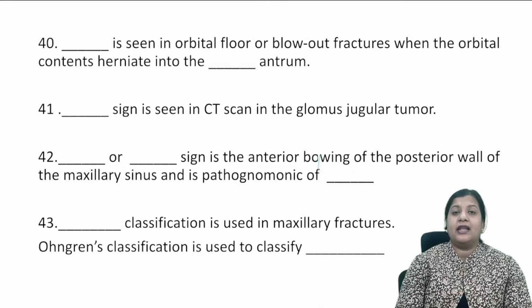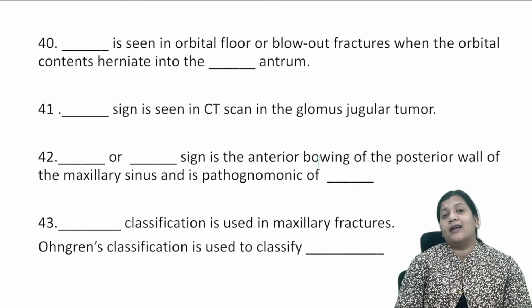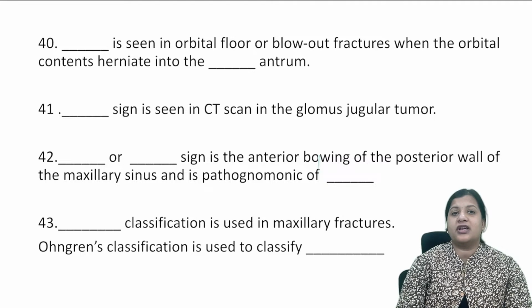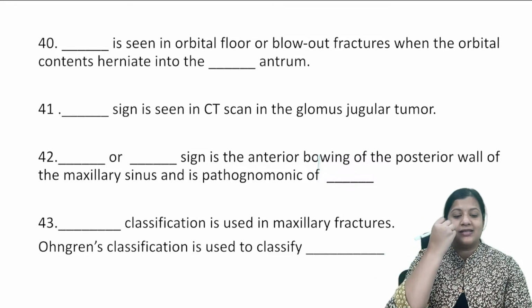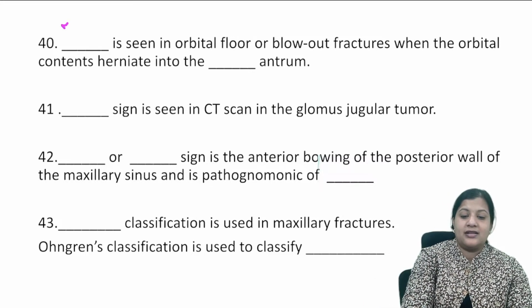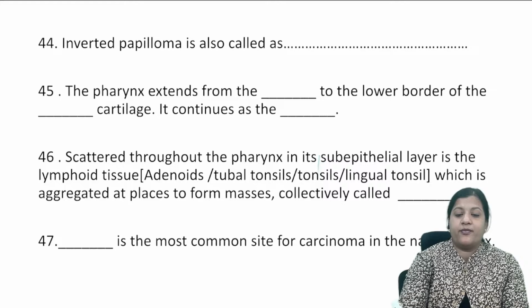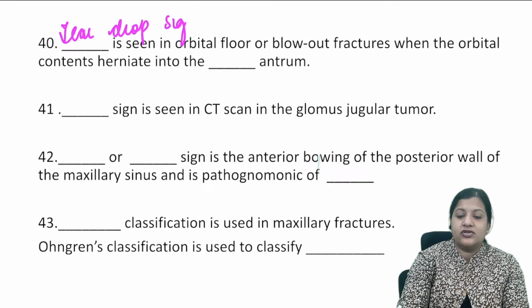What is seen in orbital floor or blowout fractures of the orbit, where the orbital contents herniate into the antrum? Radiologically, what is the name given to that sign? Yes, very good. This is called the teardrop sign. It is seen in orbital floor fracture, where the orbital contents herniate into the maxillary antrum.